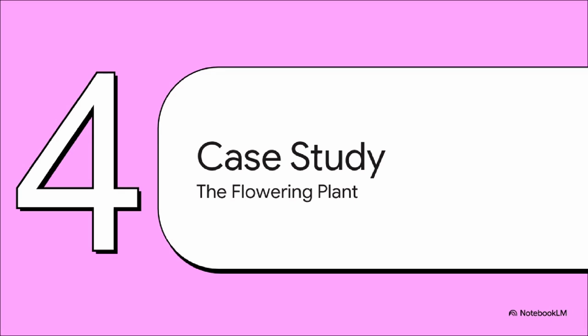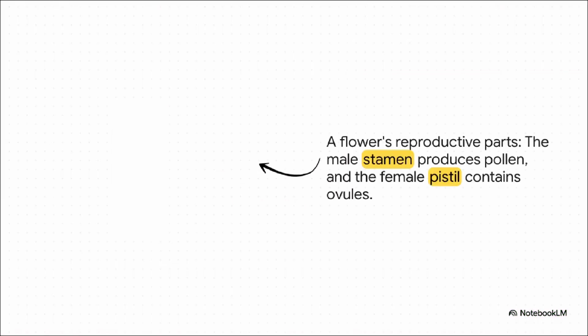Okay, so let's put this theory into practice. Let's see how this all works in the real world. And we can start with something you can find right in your backyard, a flowering plant. So for a plant, the flower is basically the main event for sexual reproduction. It's this incredible piece of engineering. You've got the stamen, that's the male part that makes all the tiny grains of pollen, and then, right in the middle, you have the pistil, the female part, which is protecting the ovules that will hopefully become seeds.